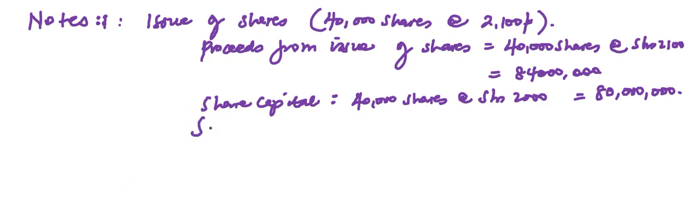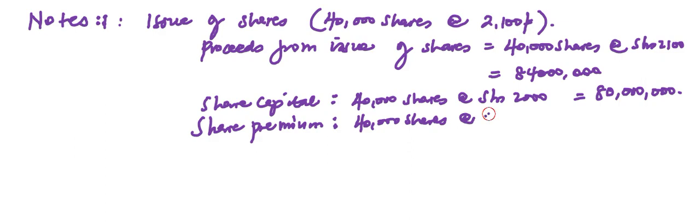Then the premium on the issue. The premium, that is the profit that was made on the issue of these shares. That is 40,000 shares, but each share, the company makes a premium of 100. And that is the 4 millions. Sometimes they can ask you to show journal entries.